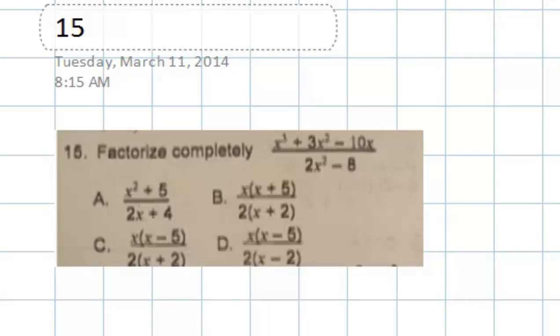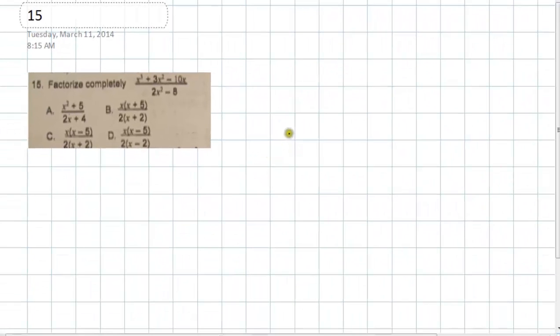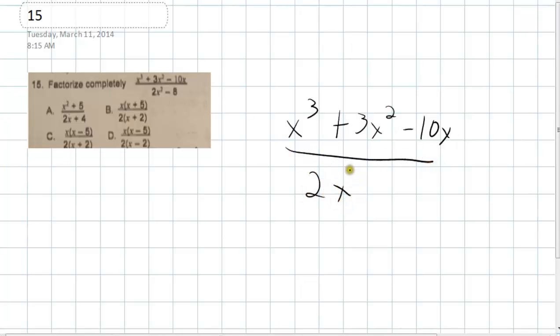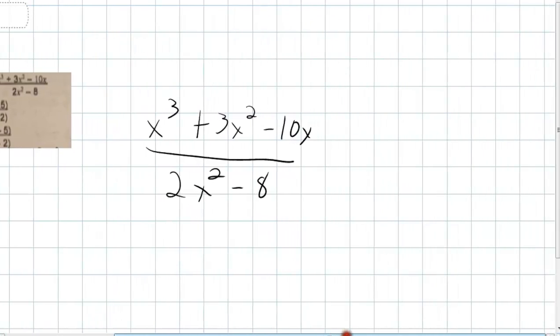So question 15 asks us to factorize completely, and it gives us this equation up here. What we want to do is start simplifying. I'm going to rewrite it: x cubed plus 3x squared minus 10x, divided by 2x squared minus 8. What you want to do first is recognize where you can pull out factors or numbers that are carried throughout the entire expression.